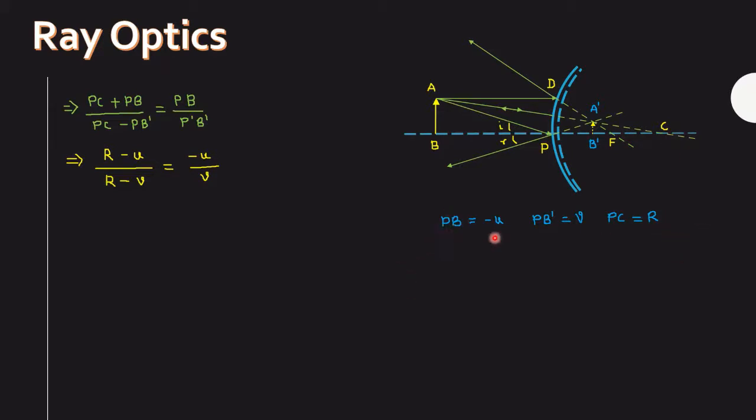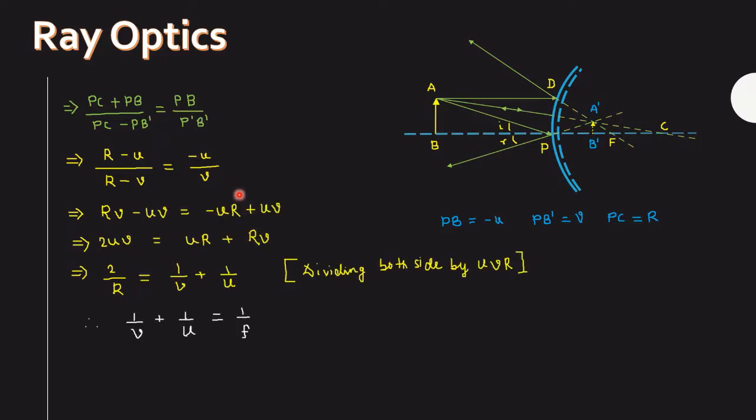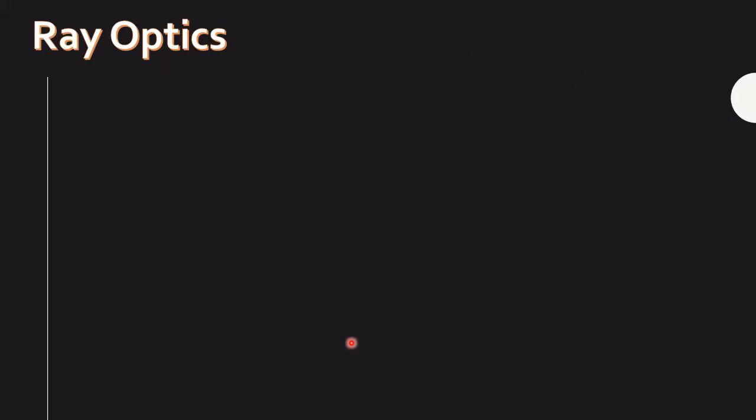So we placed all these values in the above equation and thus we obtain this form of the equation. Further proceeding with the calculations and doing the cross multiplication, we obtain the equation in the form as such, and further dividing both the sides by uvf, we obtain the final result of the mirror formula, that is 1 by v plus 1 by u equals 1 by f, and thus we obtain the mirror equation.